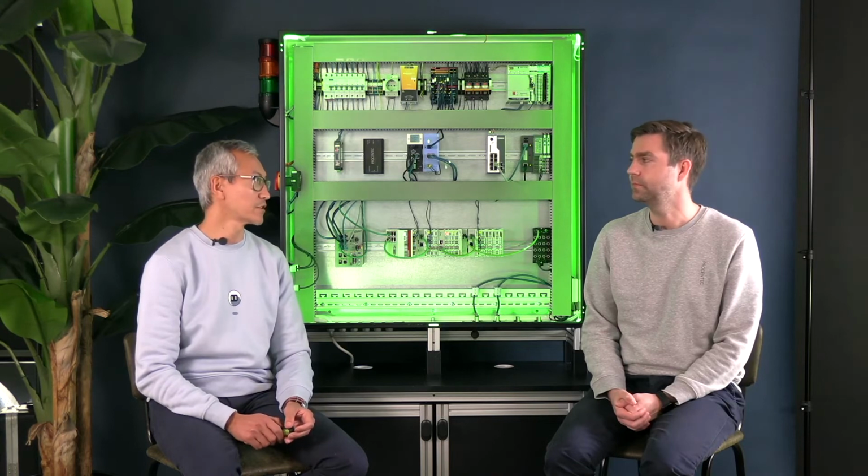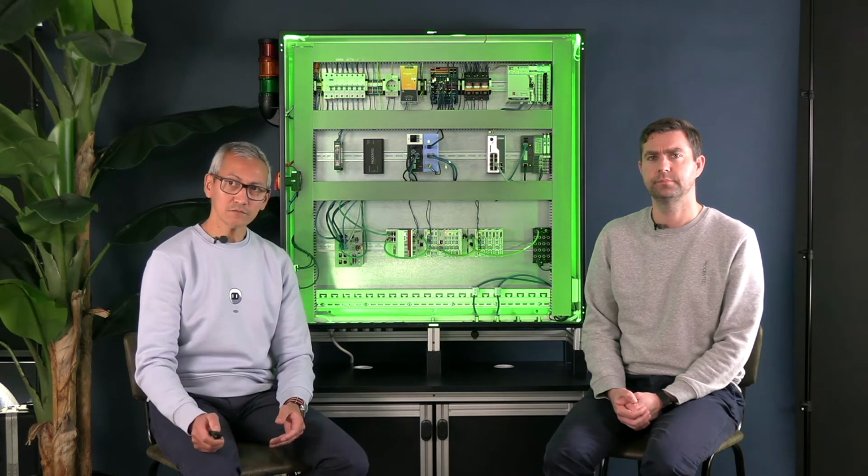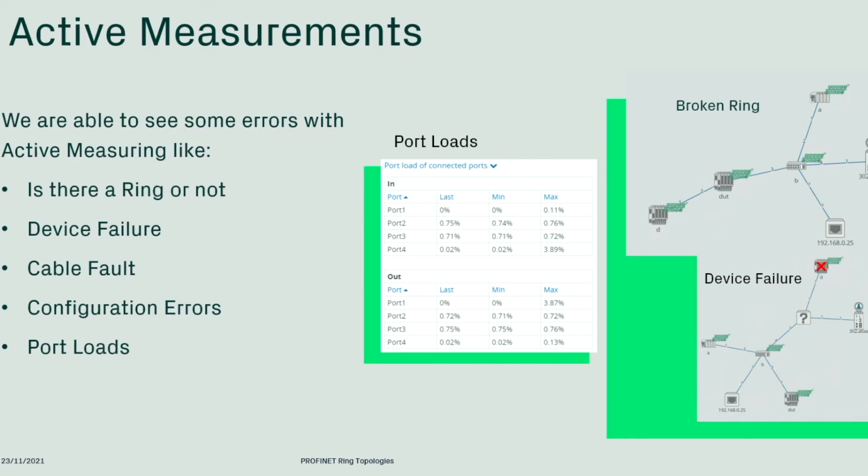Yeah, and that is why the active measurements are very important in this case. So this is what we can see in the active measurements. You can see also the port managers, cable faults, device failures, configuration errors, and those are all the things that the switches can report. Okay, this is all key basic information that you will need to manage and maintain your ring network, ring topology.